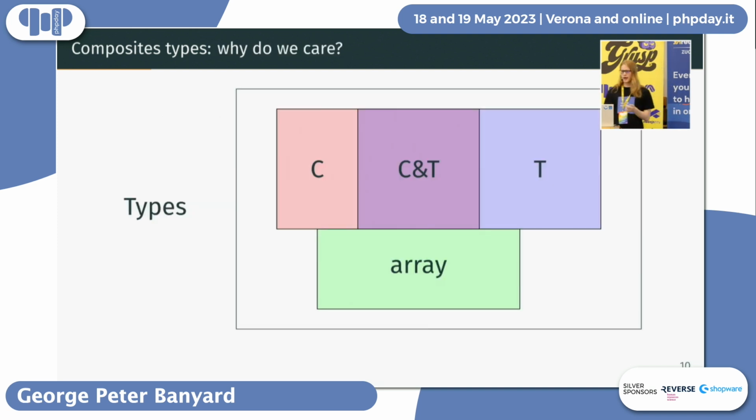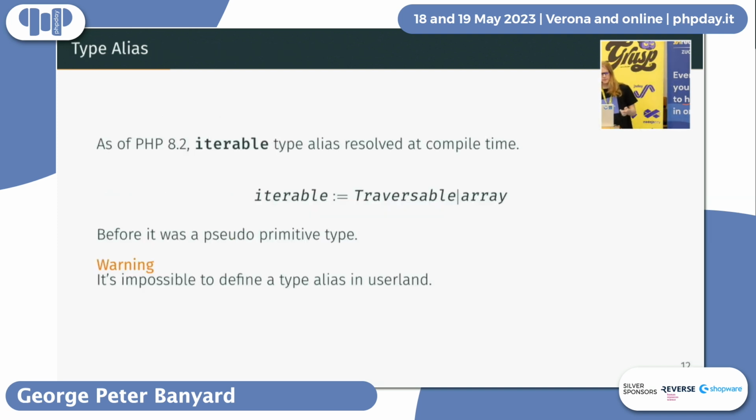Now, type aliases. This is only something which is actually true since 8.2, where iterable is now a compile-time alias for Traversable or array.